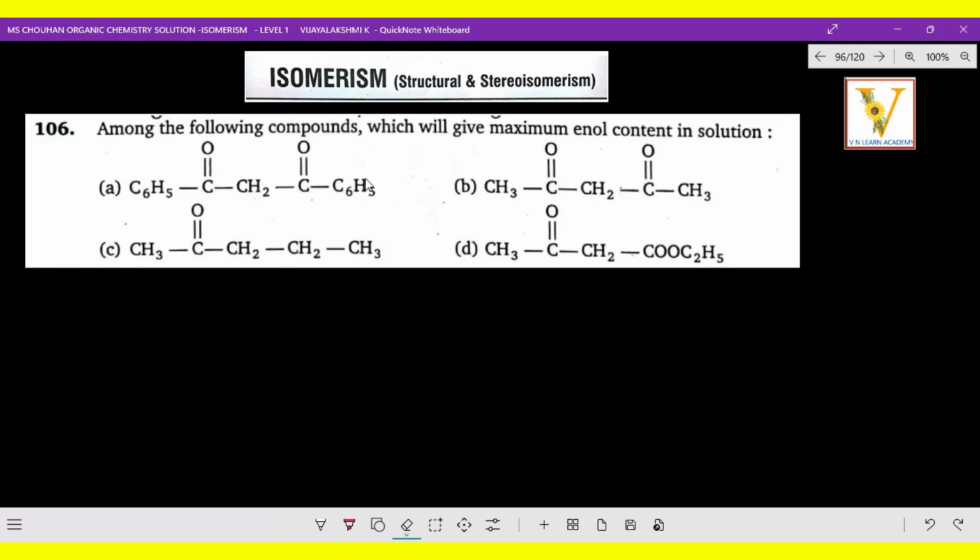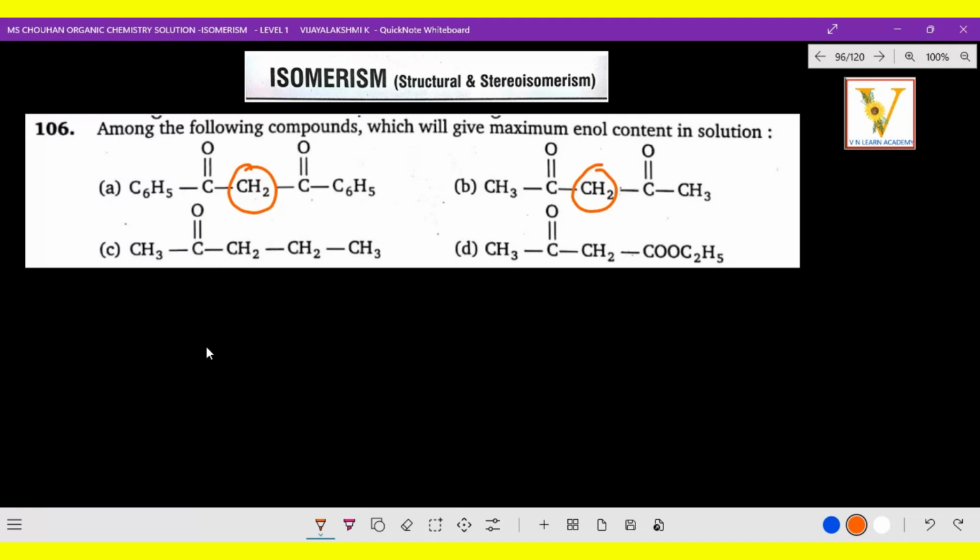Question: among the following compounds, which will give maximum enol content in solution? In the last question we saw enol content, the keto group and the enol group, and which is more stable. Now in this, which can give maximum enol content? As we observe in this compound, in between, you observe a CH2 group here and a CH2 group here, between C double bond O. So keto group, here CH2, and here keto group.